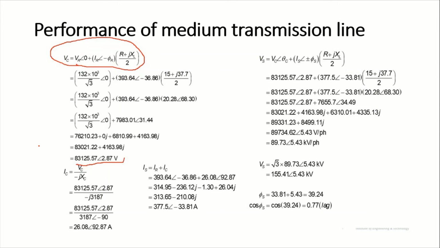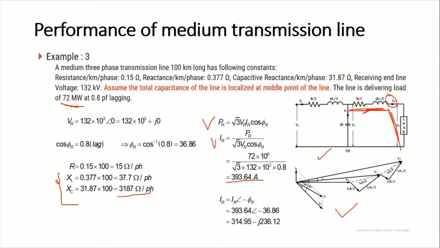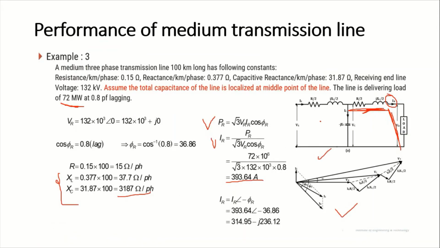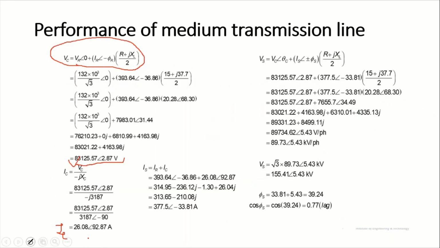Now next is to find the capacitance current. The equation for the capacitance current is Vc upon jXc. The Vc value is this and the Xc value is this, 3187. So putting in this equation, we get the value of IC as 26.08 angle 92.87. Applying KCL at this point, IS is equal to IC plus IR. So putting in the values of IR and IC, we get the value of IS.